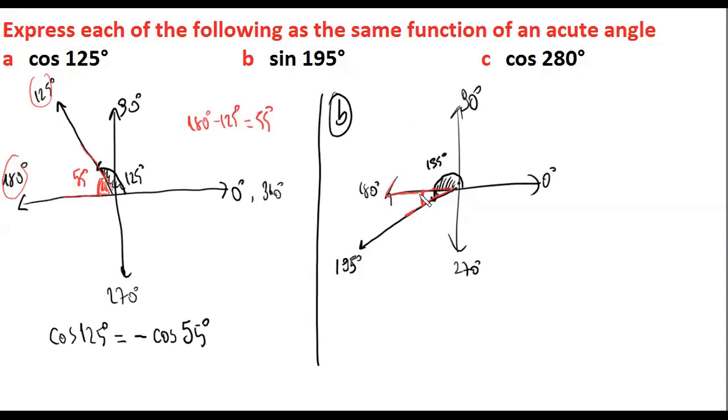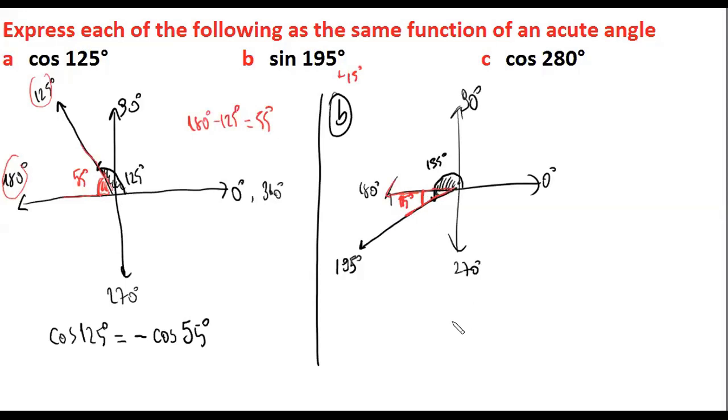So how many degrees is it? 195 minus 180, it's going to be 15 degrees. The reference angle is 15 degrees for this angle. 15 degrees is the reference angle. Okay?